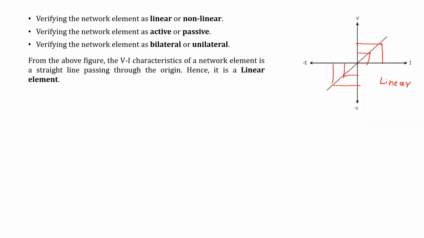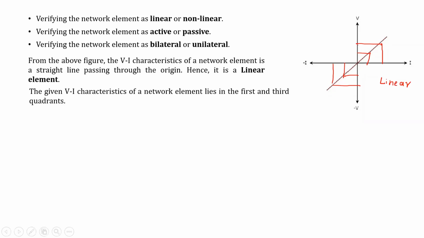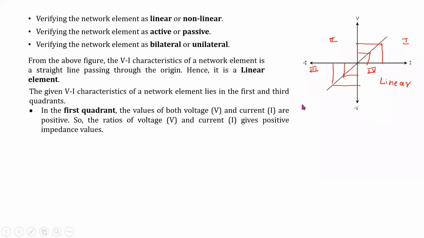Verify whether the element is active or passive. Okay. This system is in the first quadrant. So we can call this the first quadrant, second quadrant, third quadrant, and fourth quadrant. We can observe the characteristics of that element lie in the first and third quadrant, right? In the first quadrant, the values of voltage and current are positive. I is positive here. This scale is having positive values. This scale is having positive values. Multiplication of these two gives a positive value.